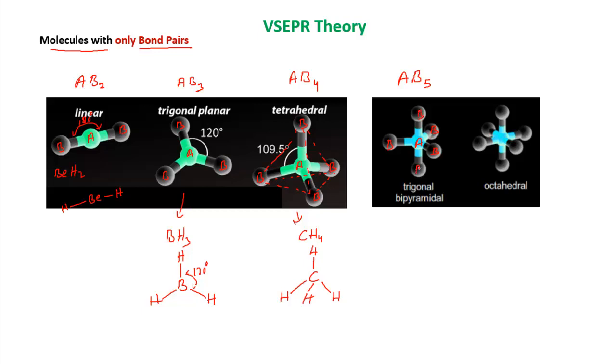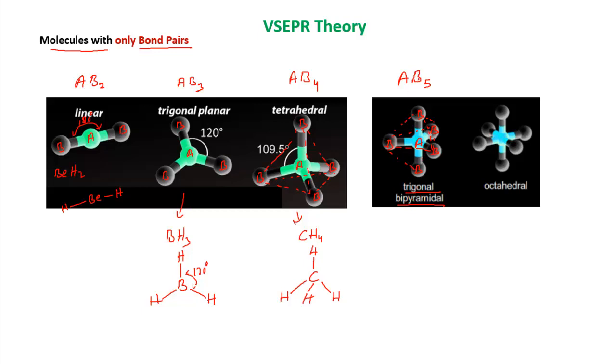So that means you have a central atom A, and the 3 B atoms are in one plane, and one of the B atoms is above the plane, the other one is below the plane. So the geometry you get from this molecule is called trigonal bipyramidal, because you get two pyramids here. If you join this B with these B atoms over here, you get a pyramid from the top and one more from the bottom. So that's why this is called trigonal bipyramidal.